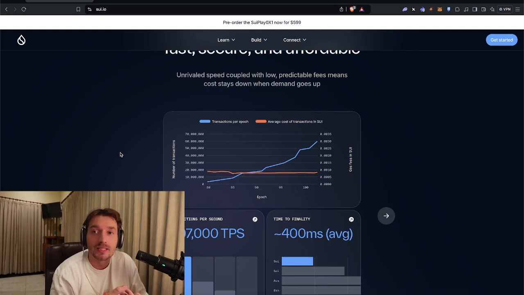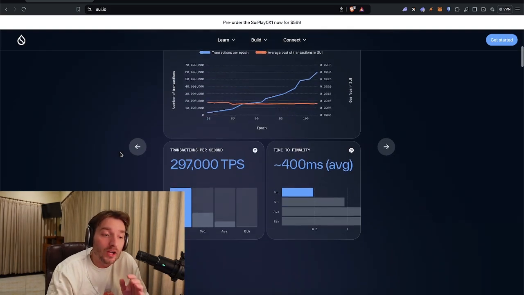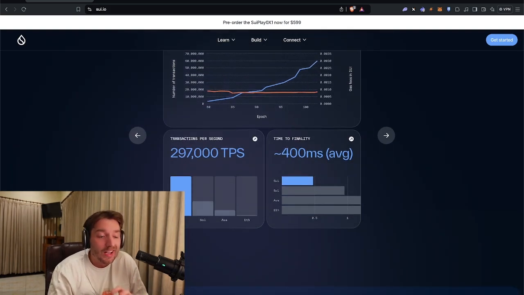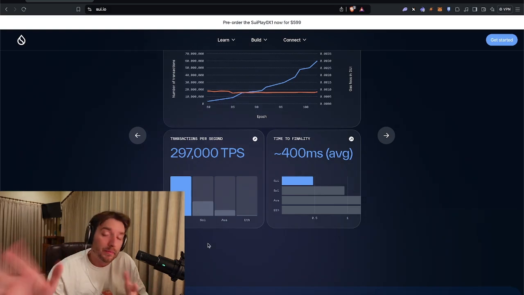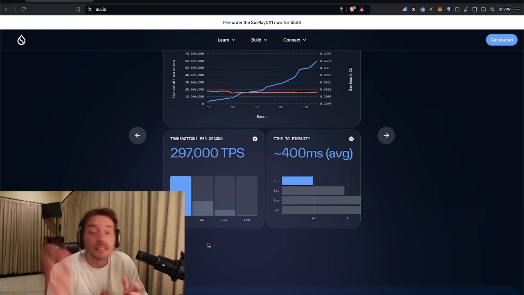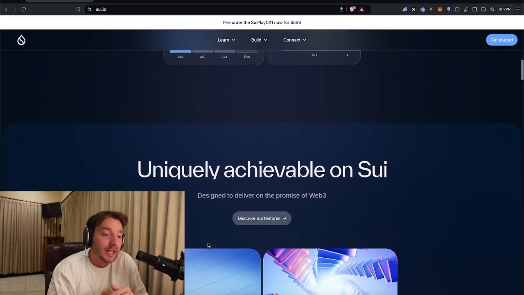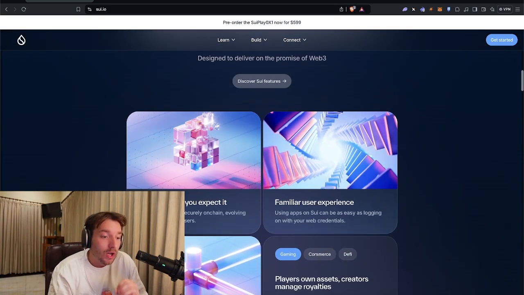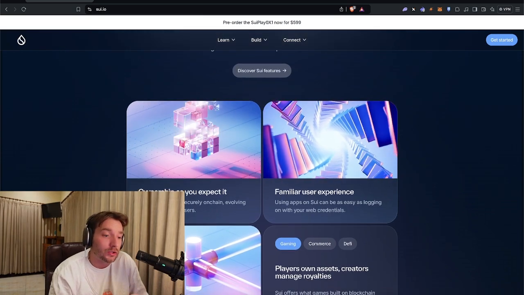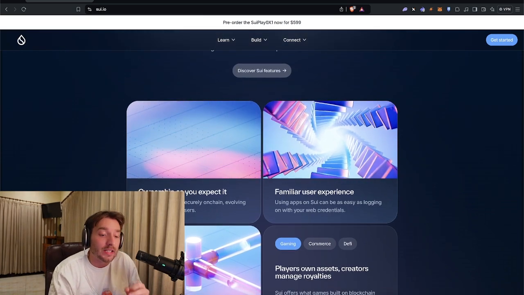With 400 milliseconds to finality, it means that your transactions are processing in 400 milliseconds. That's lightning fast. On top of this, 300,000 transactions per second, you can see it's a little bit of FUD, but they're saying that they're faster than Sol. Now, I don't know if I believe that, especially with Firedancer coming out. That's apples to oranges. It's still wicked fast. Wicked, wicked fast. And that's what I'm bullish on. On top of this, ownership is what you expect, so all assets are stored securely on-chain, evolving with the needs of users.